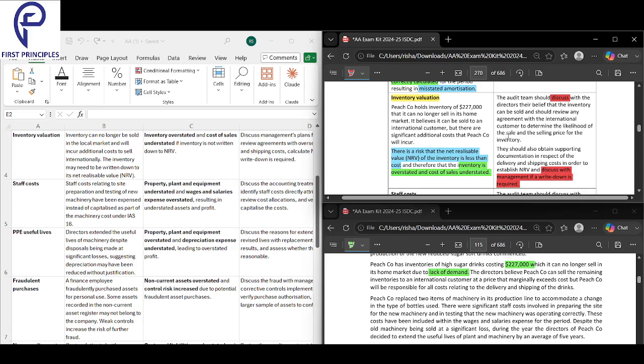They're selling the inventory to the international customer at cost or below cost. In excess of cost. I don't understand.